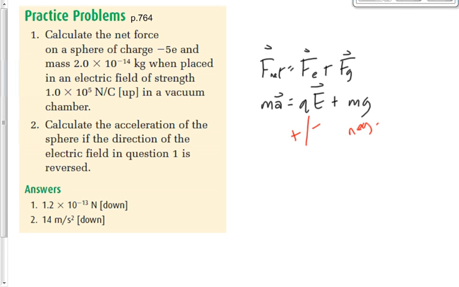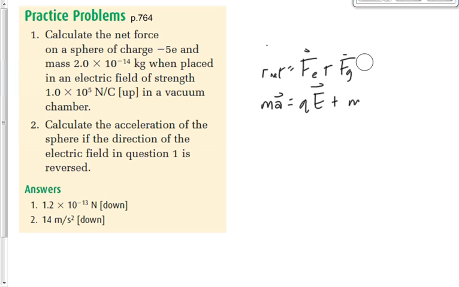Let's take a look at question number 2 here. I think if you can do question number 2, you're going to be fine with question number 1. Keeping in mind that, as we said yesterday, both of these answers are incorrect. They did both of these wrong. Number 2, find the acceleration of the sphere if the direction of the field is reversed.